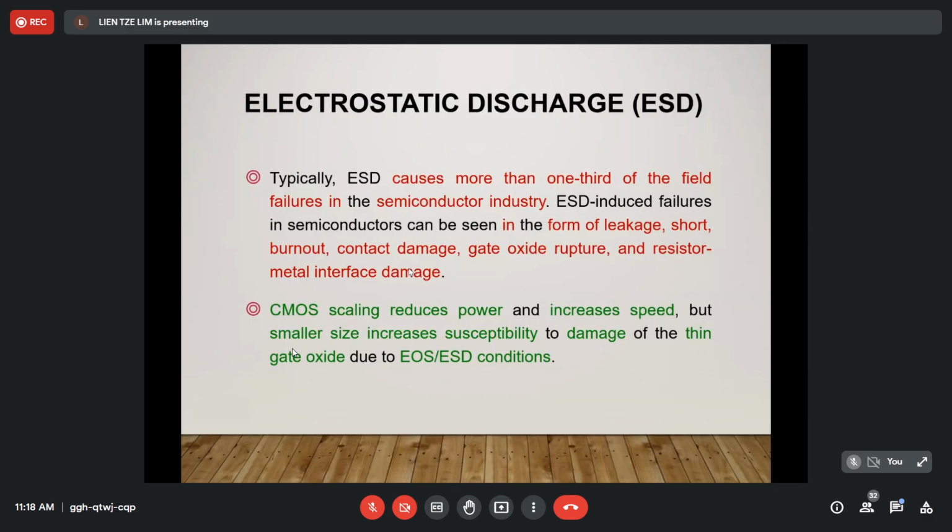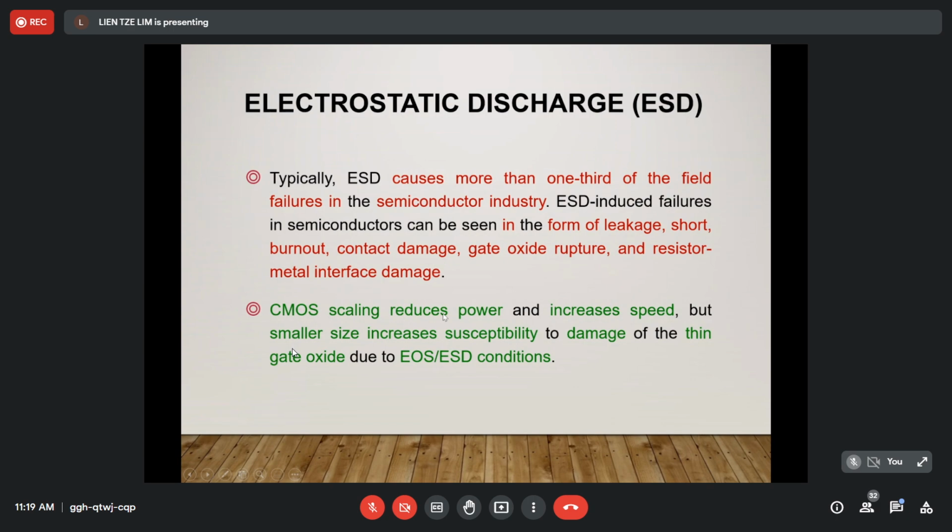Okay, so what is ESD? ESD stands for electrostatic discharge. Typically, ESD causes more than one-third of the field failures in the semiconductor industry. ESD-induced failures in semiconductors can be seen in the forms of leakage, short, burn out, contact damage, gate oxide ruptures, and resistor metal interface damage.